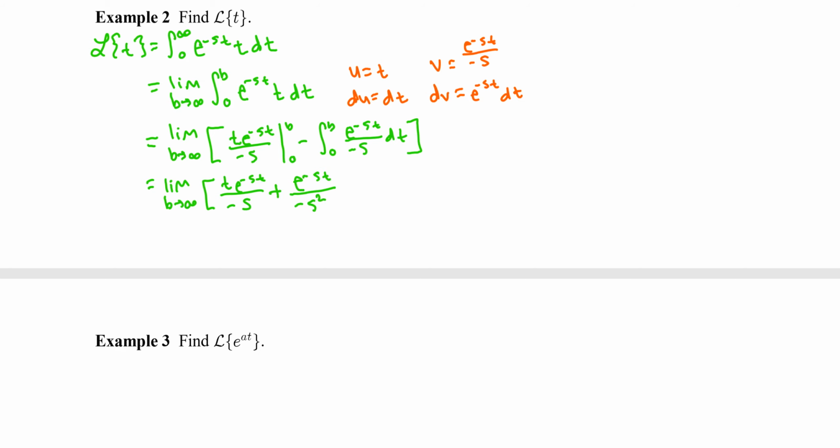There's already an s there. We're multiplying by s again, so we have negative s squared in the denominator. And we'll run that from 0 to b. Okay, next step, we'll plug in our upper and lower limits.